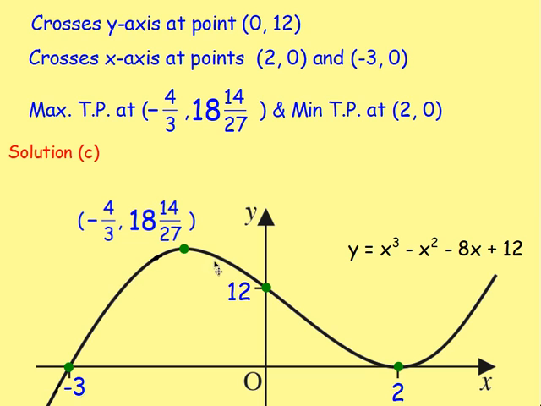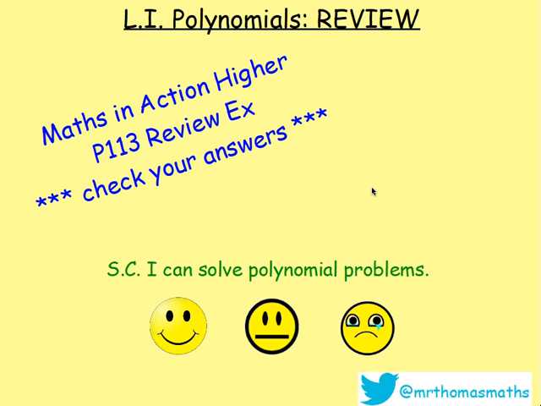You should be able to tell what they are going to look like. Obviously, if that's a maximum, then that is going to be the highest turning point. The graph will be doing something like that. If that's a minimum turning point, the graph will be doing something like that. From here to down here, it's going to pass through that point. So you should be able to say what it looks like. That is everything for the polynomials chapter.